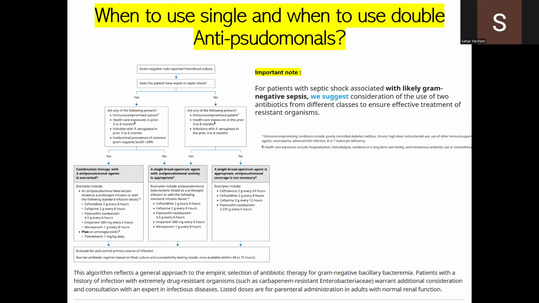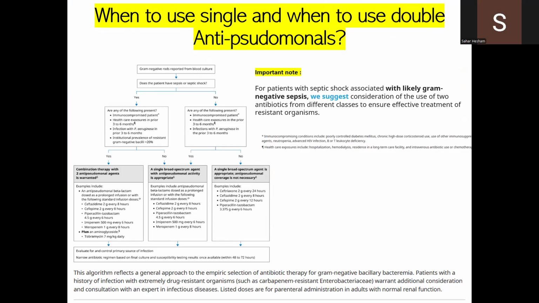Let us go through this algorithm to know what are the risk factors, or what are the situations, that lead us to use double antipseudomonal. First of all, if there is a gram-negative rod being suspected from the blood culture and the patient has sepsis or septic shock, yes.